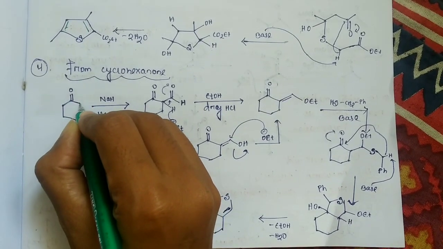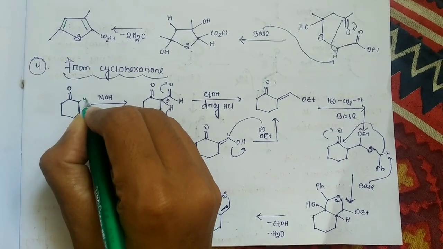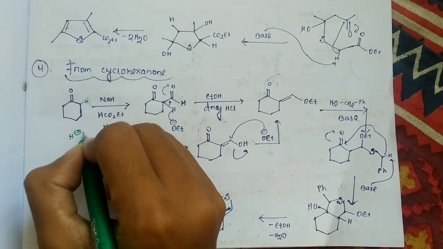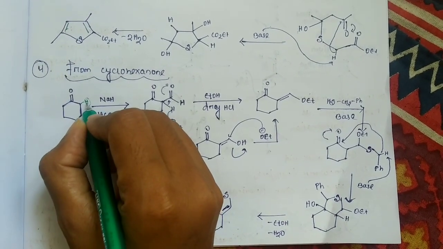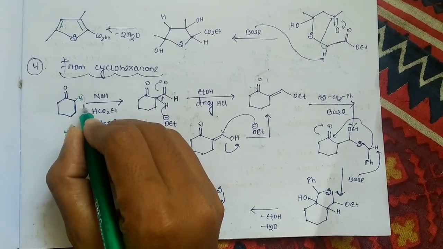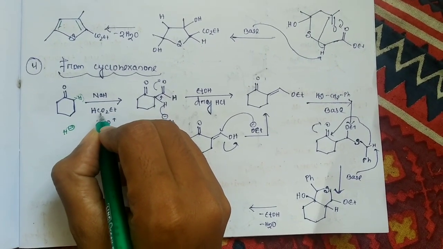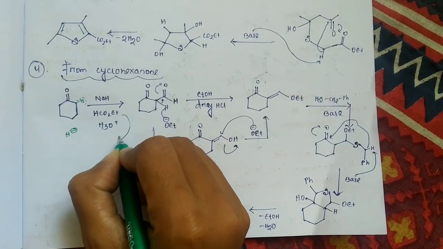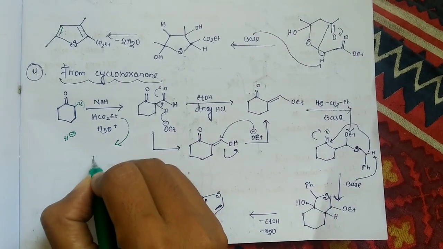H minus will abstract the proton from here because this hydrogen is more acidic. So H minus will abstract the proton from here. A negative charge will generate here. The negative charge will attack. This is the carbonyl. This is the formate.